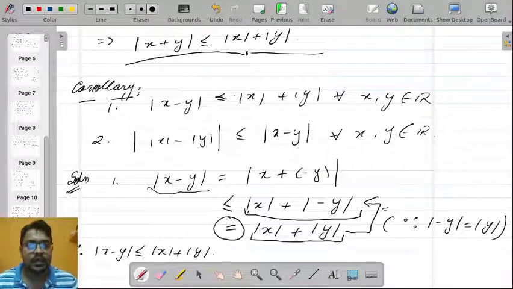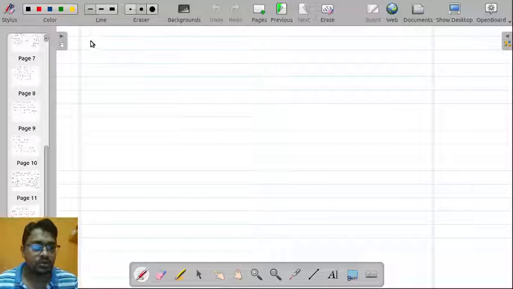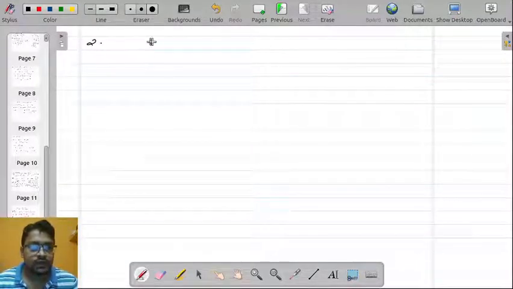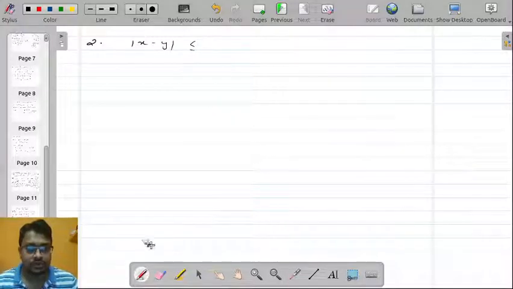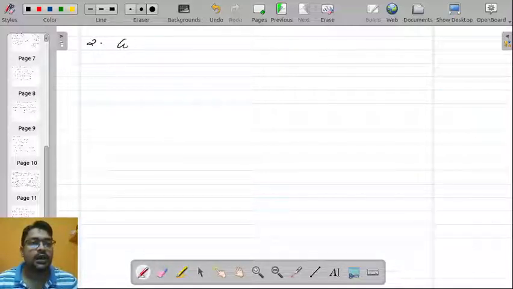The second part is we have to deal with mod of x minus mod y. So how to deal with this, the second one? You see, if I start with something like this, mod of x plus y, in that case I will just get that it is less than or equal to mod x plus mod y. So it's not helping me out. Let us start with mod x.